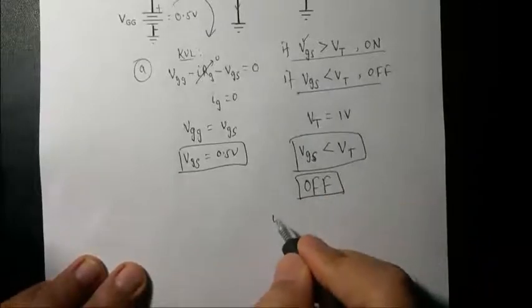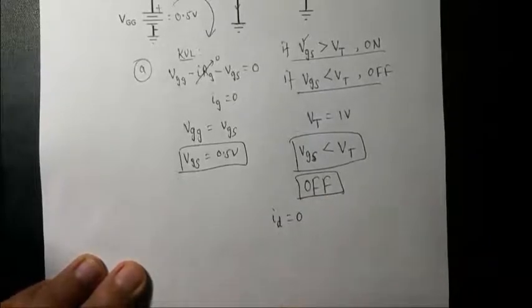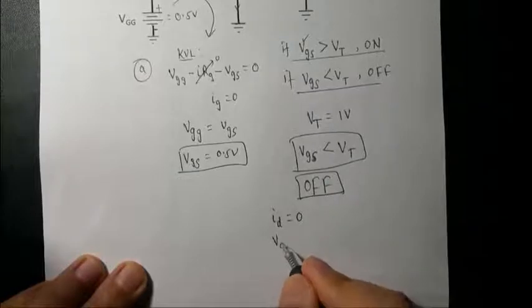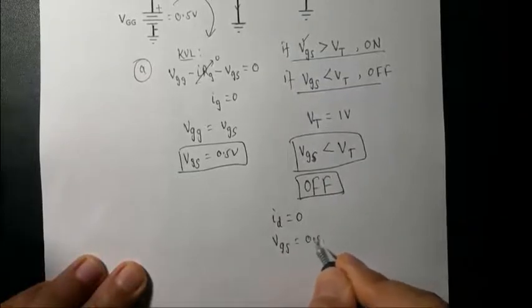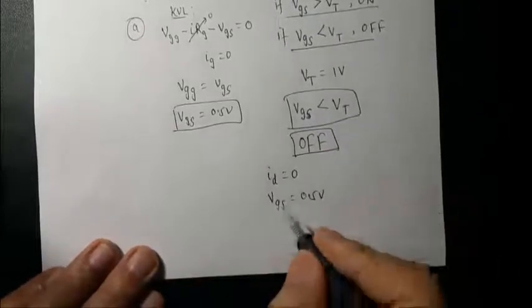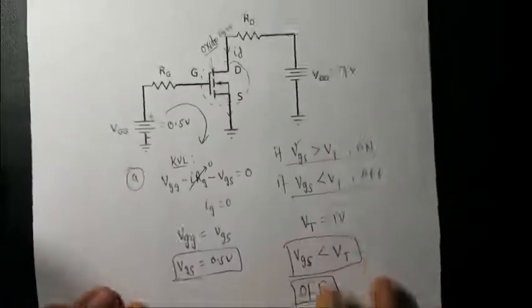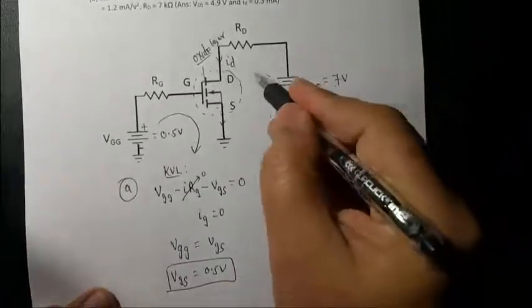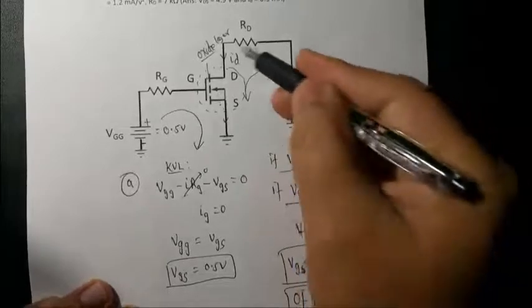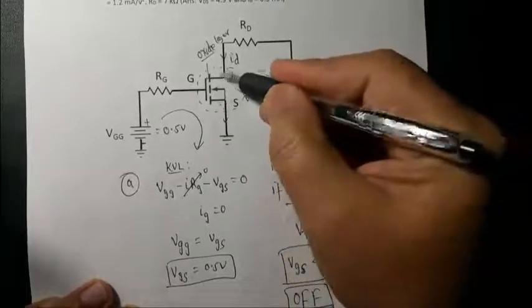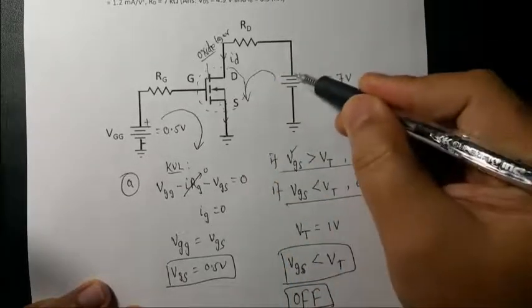And your answer is ID is 0, and VGS, which we have just calculated. And for VDS, since the transistor doesn't conduct, you can just apply KVL here. Since the transistor doesn't conduct, the drain source voltage will be exactly equal to VDD.